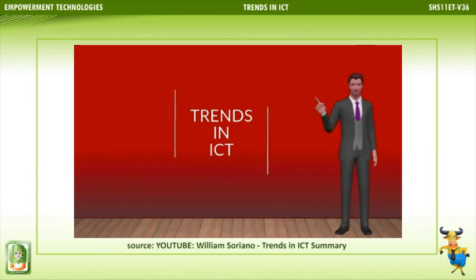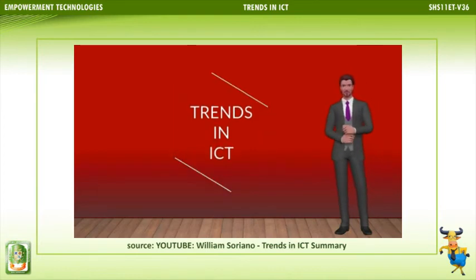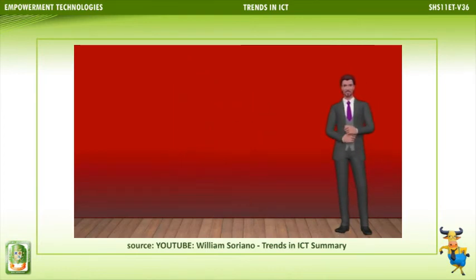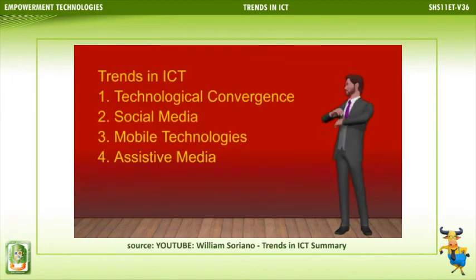The trends in ICT. As the world of ICT continues to grow, the industry has focused on several innovations. These innovations cater to the needs of the people that benefit most out of ICT. Whether it is for business or personal use, these trends are the current front runners in the innovation of ICT. So here are the current trends in ICT. We have number 1, technological convergence, 2, social media, 3, mobile technologies, and 4, assistive media. Let us explore the 4 current trends in ICT.